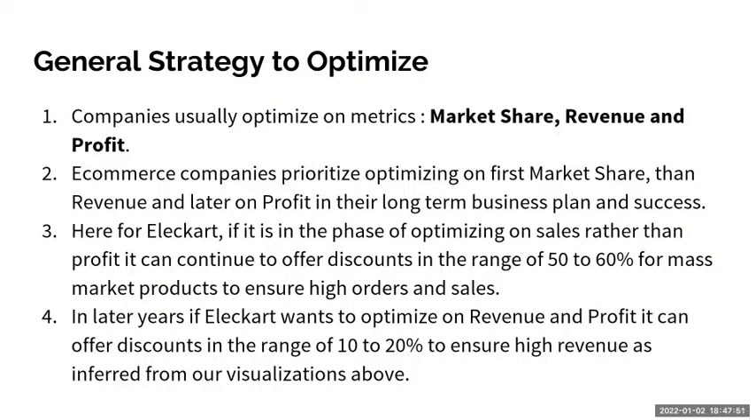So this is what I was talking about, right? Strategy to optimize. First we optimize on market share, revenue, and profit. If you want to optimize on market share, have a high discount value, and if you want to optimize on profit, then you can give smaller discounts of 10 to 20% and then increase your revenue. It all depends on the product as well, the type of underlying product that you're trying to sell. Customers also need to find value in that. A high discount should not mean that the value of the product is low. Such things need to be taken care of.